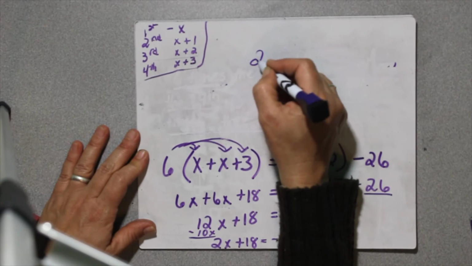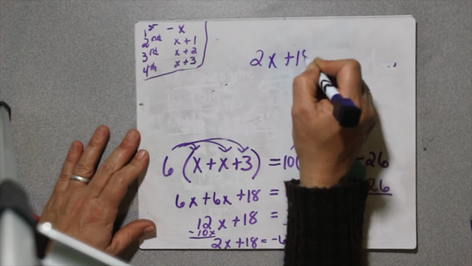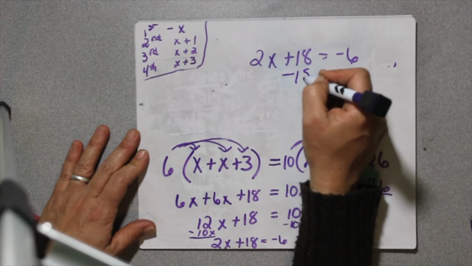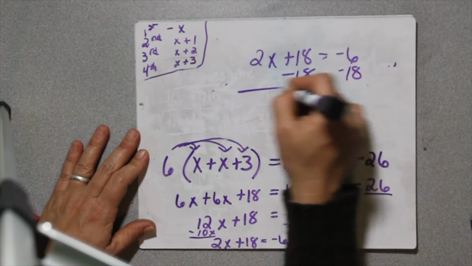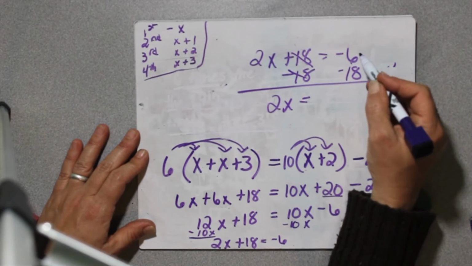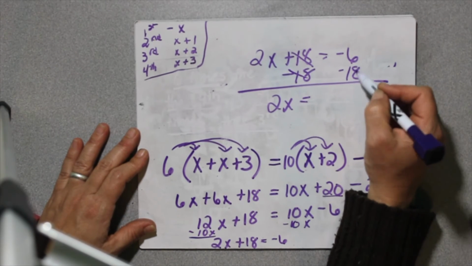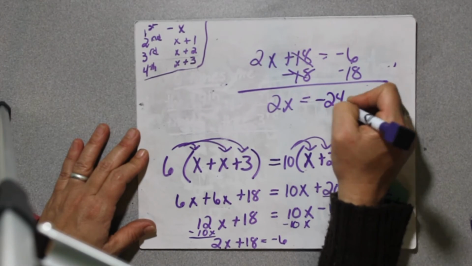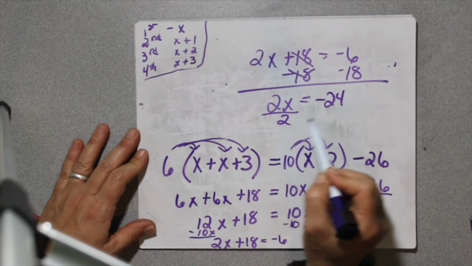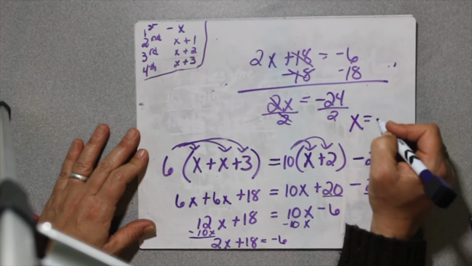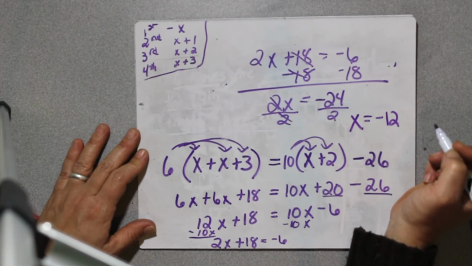Okay, so I've got 2x plus 18 equals negative 6. So now I'm going to do minus 18 minus 18. And I get 2x equals, I owe $6 and I owe $18. 6 and 18 is 24, negative 24. Now I just have to divide by 2. And I get x equals negative 12.